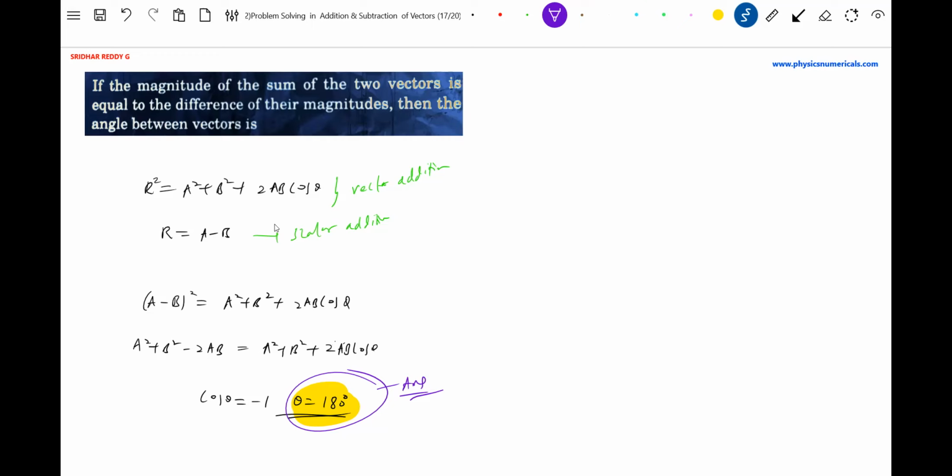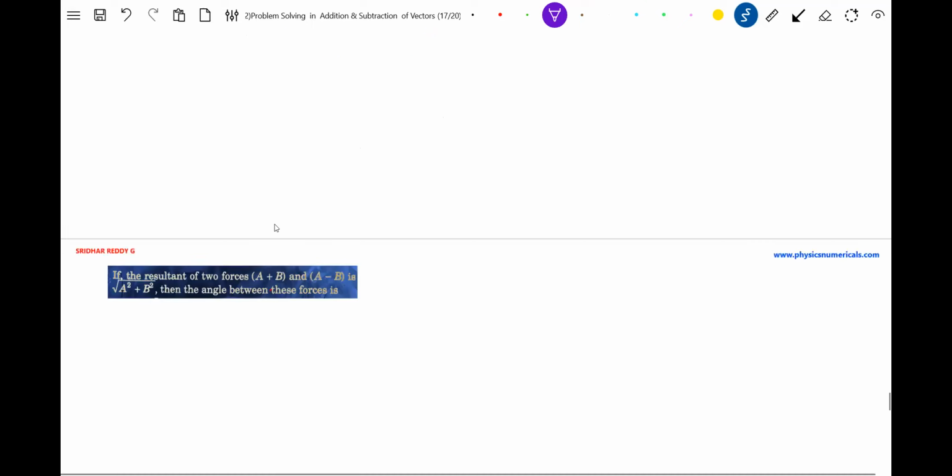No, if you want, you can draw a diagram, no problem. I have the resultant of two vectors. If there are two forces, A plus B and A minus B, and the resultant is root of A square plus B square, then the angle between these forces is asked. A plus B is one force. A minus B is one force.